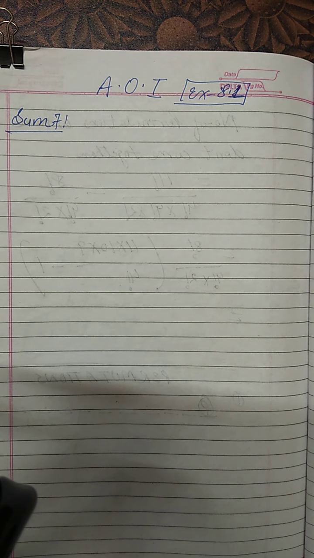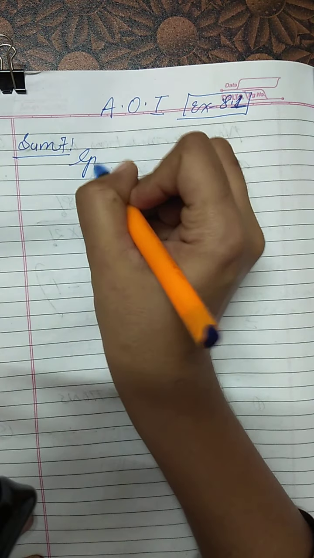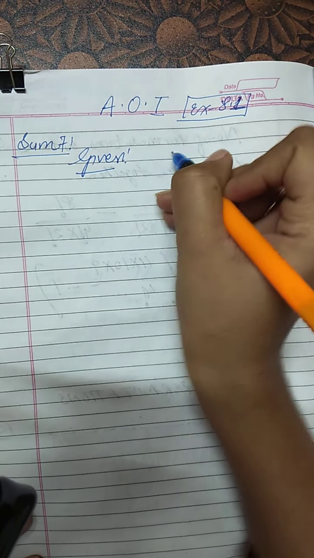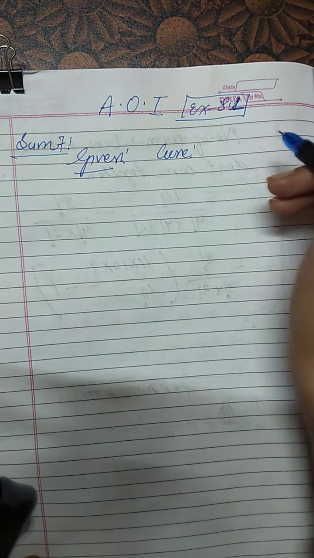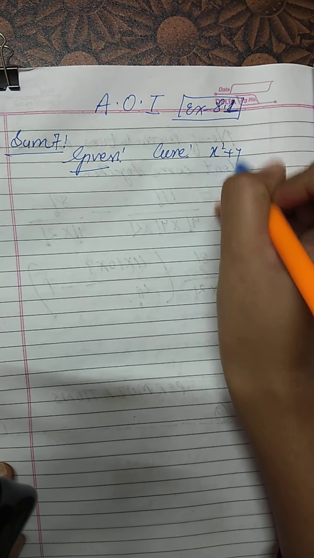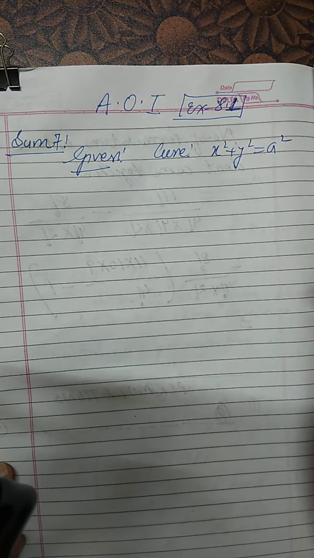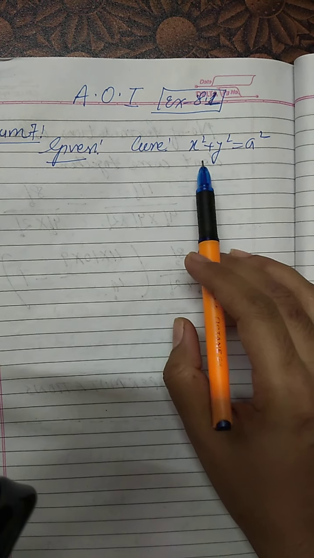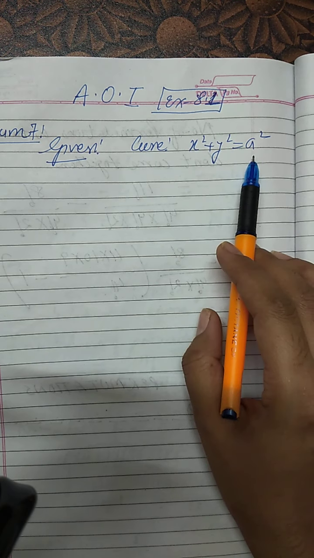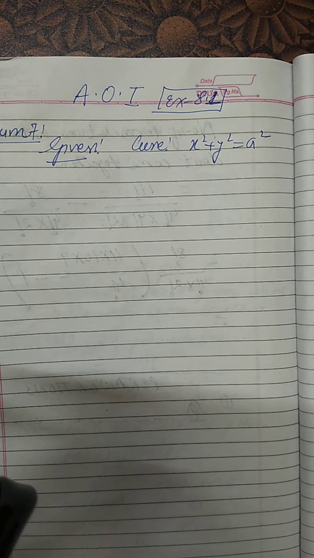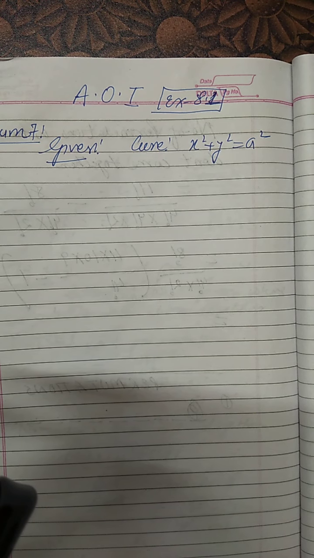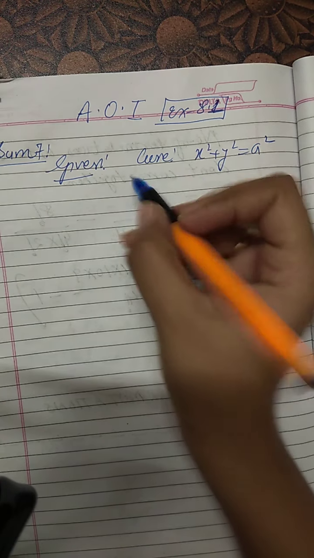Sum number 7, we have to find the area of the smaller part of the circle cut off by the line. So let us write down first of all what is given. Here, the given curve is x square plus y square equals a square. That means it is the circle with the center at 0, 0, the radius is a, and we have to find the area of the smaller part cut off by the line. The line is given as a by root 2.